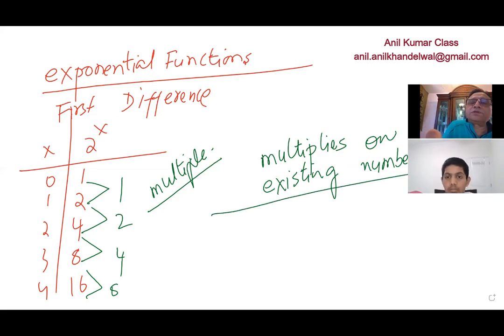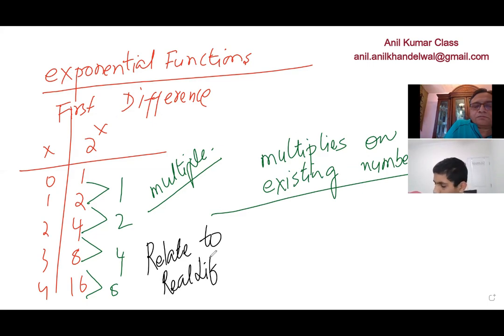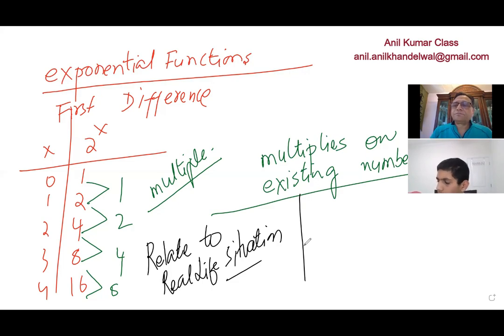Now we have to relate this to real life situations. Can you provide me examples? Where the thing multiplies based on what you have. Like number of bacteria. Number of bacteria, very good. Say bacteria double every 2 hours, for example, correct? Any other example? That is exponential growth.